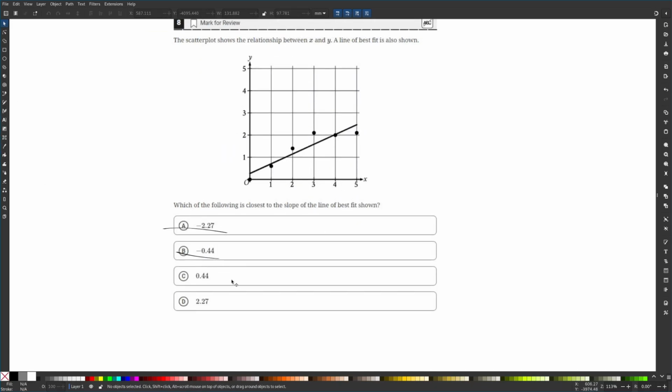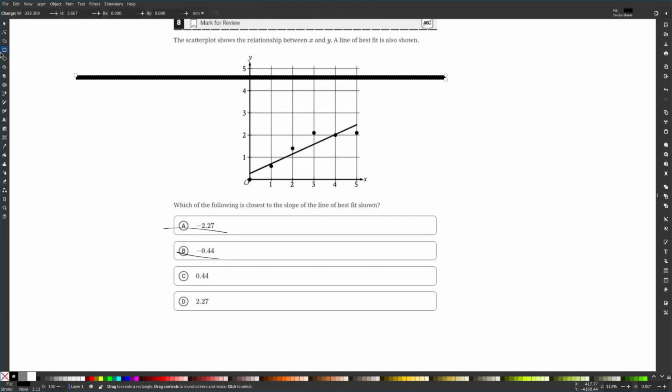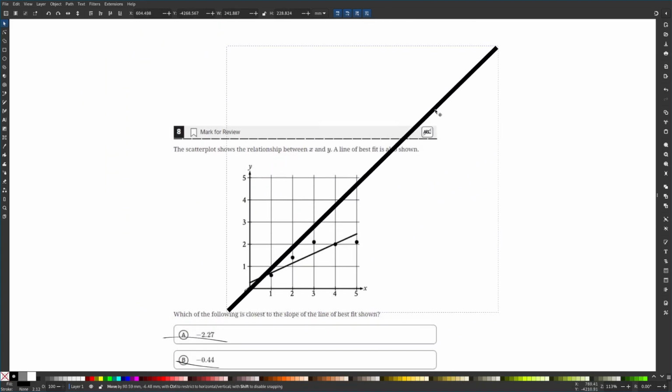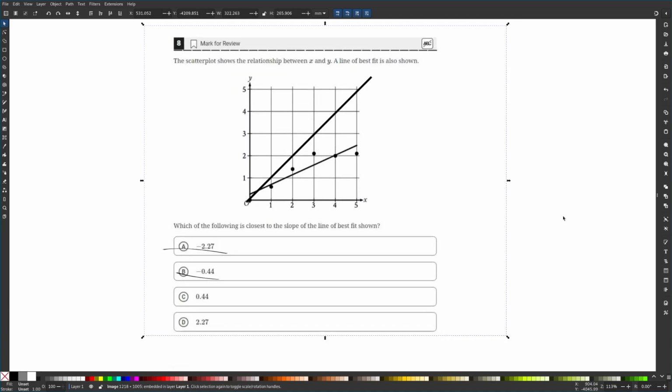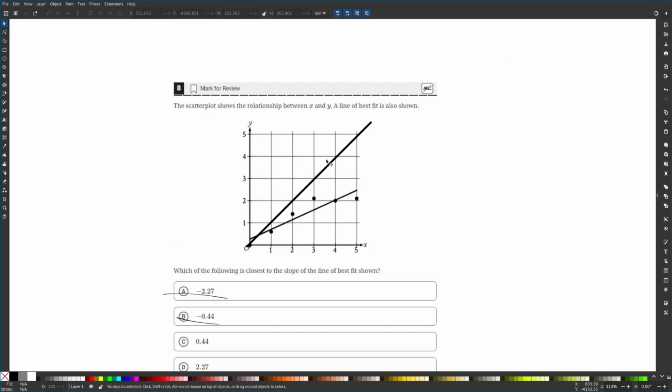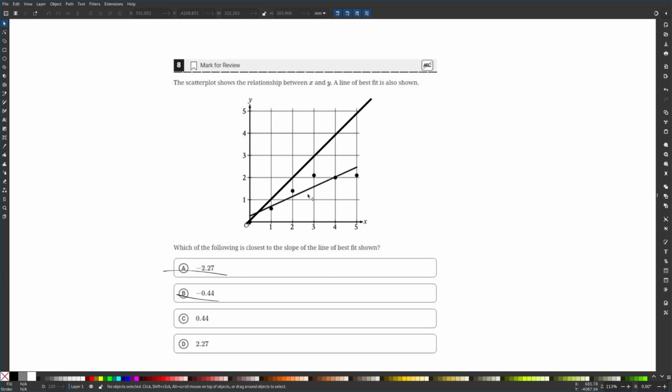And now to choose between C and D, I think the fastest way is to just draw out a line with slope 1, like a perfect diagonal here. And compare. If it's less steep, it's going to be below this. If it's more steep, it's going to be above it. So since this line is less steep, it has to be less than 1. So the answer choice here is C. If it had been greater than 1, it would have looked something like this.